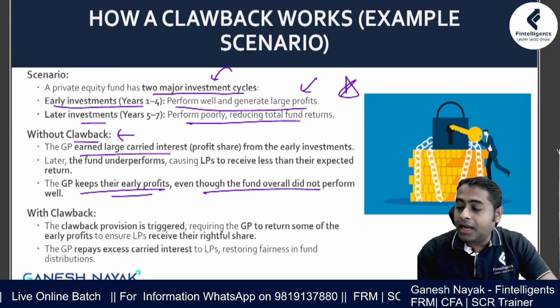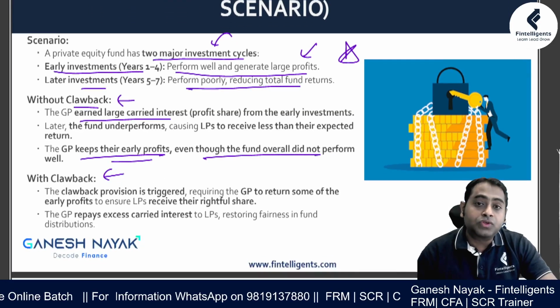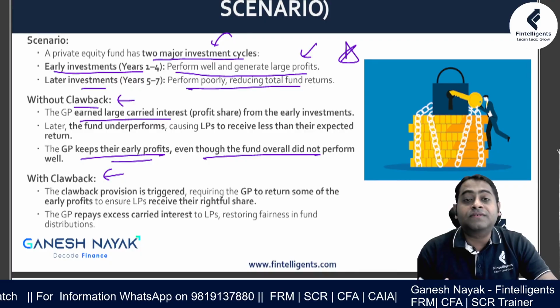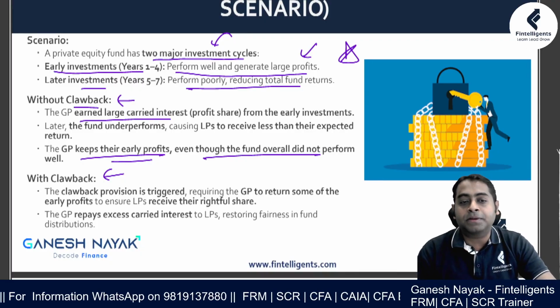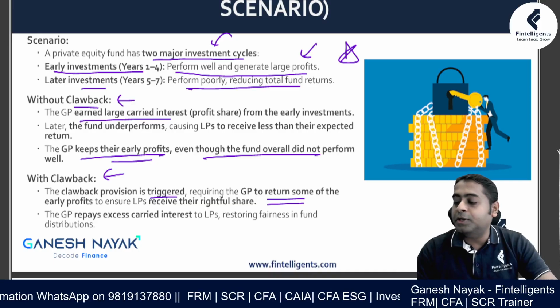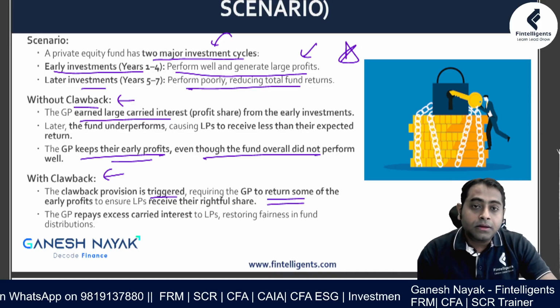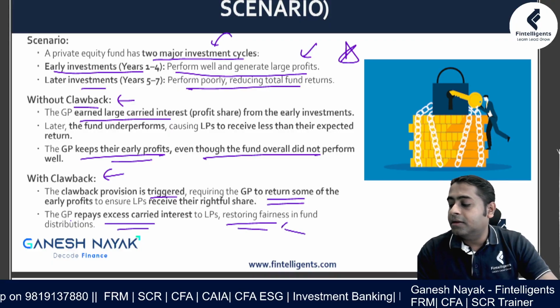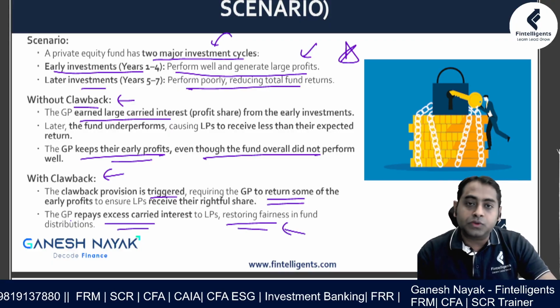But if there is a clawback, the LP can force the GP to return some portion of the profit that you have generated in the first investment period. So the clawback provision is triggered, asking the GP to return some of the early profit. The GP repays the excess profit and then the LP's loss is reduced.